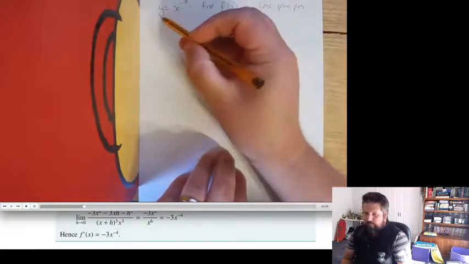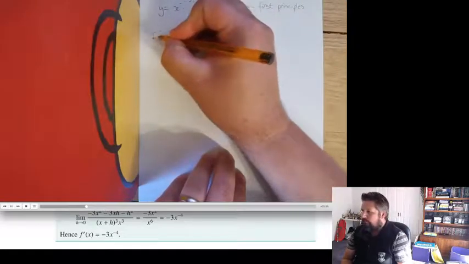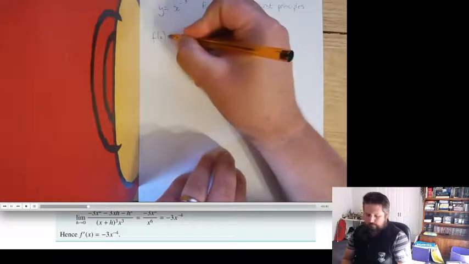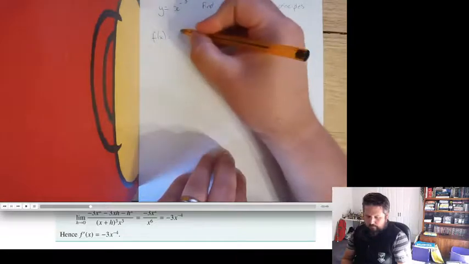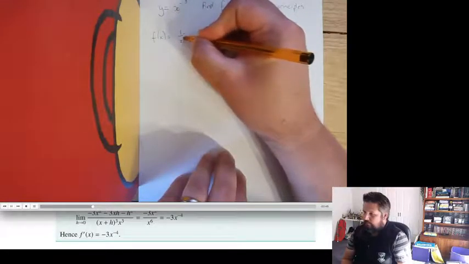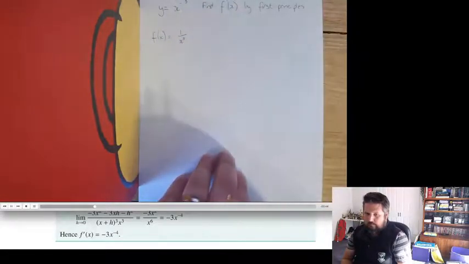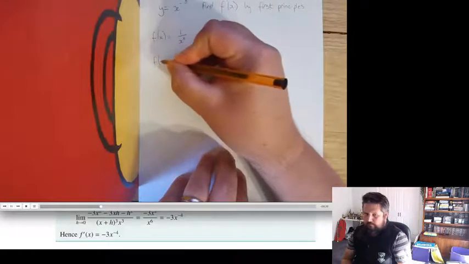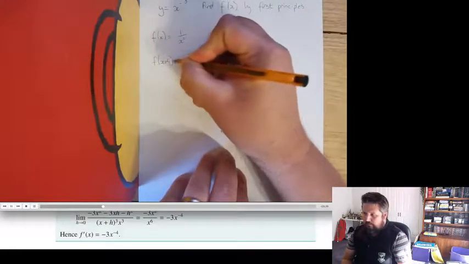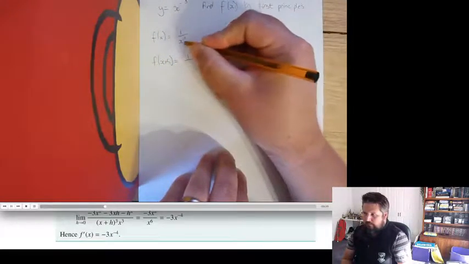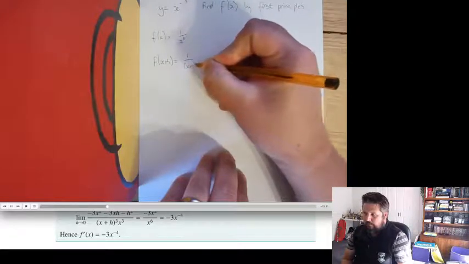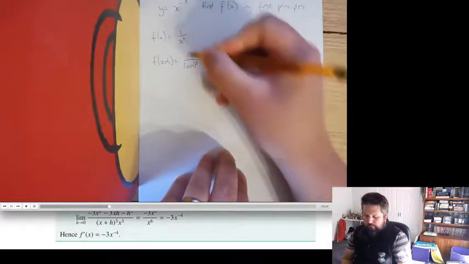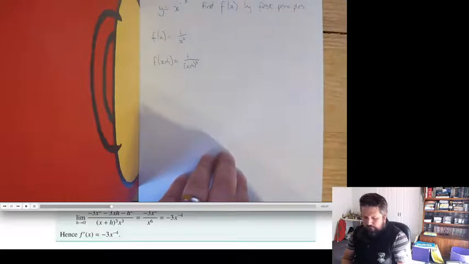In this particular case here, we've got f of x is equal to 1 over x to the power of 3, just writing it using positive powers. Again using first principles, f of x plus h is going to be 1 over x plus h cubed. People should be fairly happy with that.